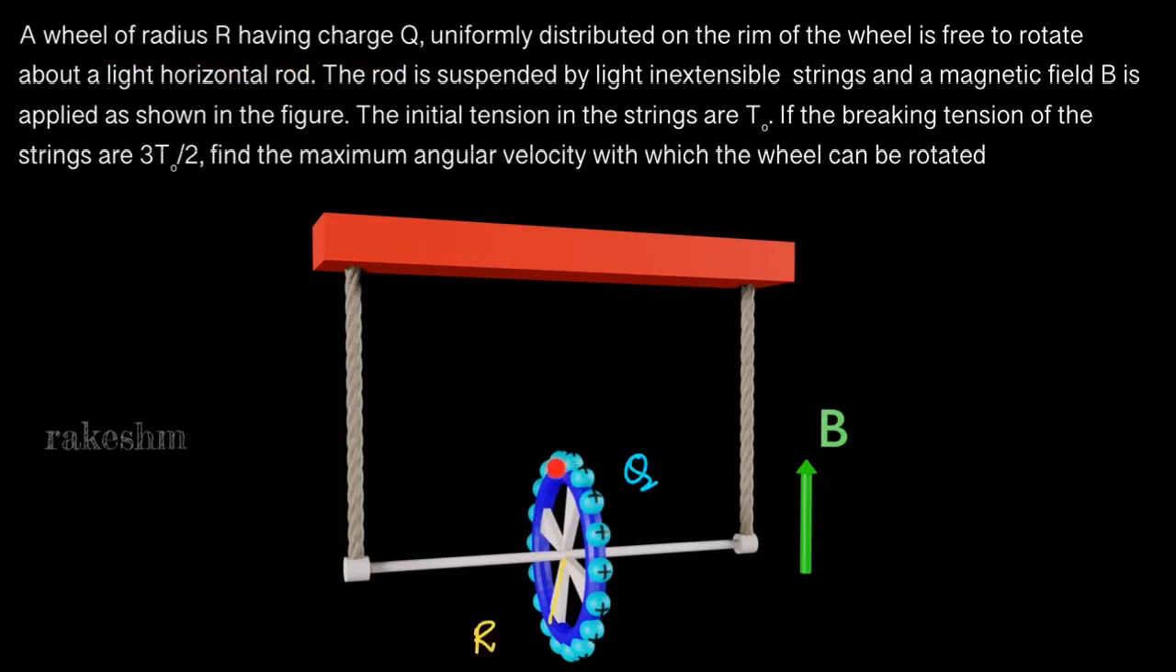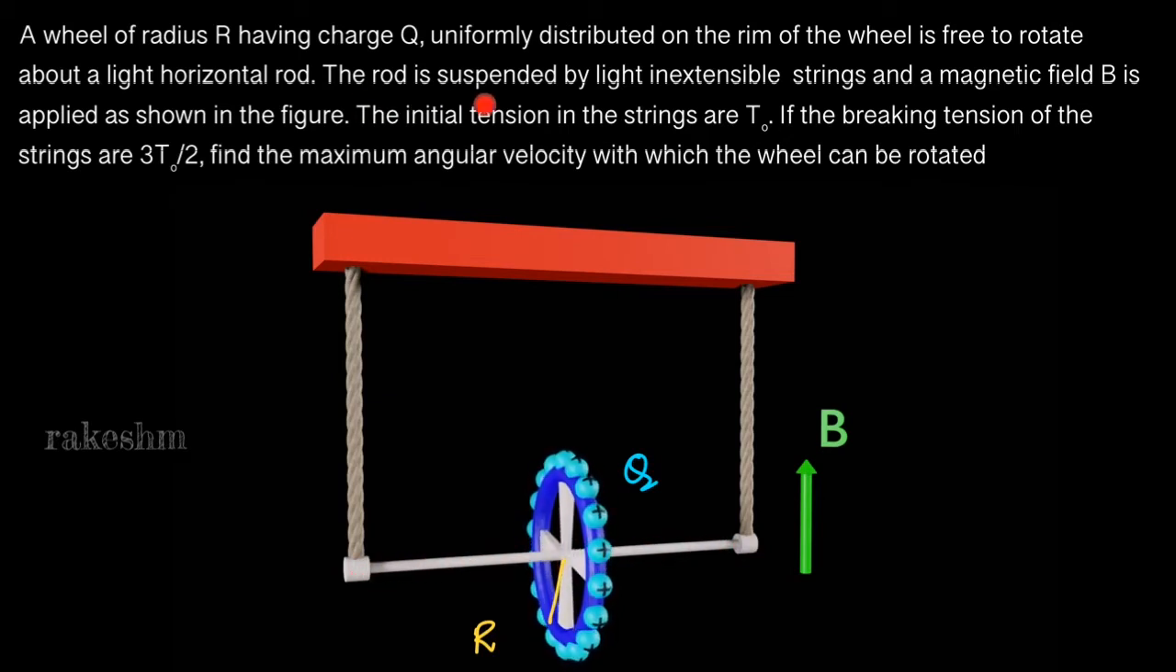So this is a wheel and the radius of this wheel is capital R and there is charge q on the wheel. You can see these blue spheres here. I have represented the charge by these blue spheres and this q is present on the wheel. This charge q is uniformly distributed on the rim of the wheel and is free to rotate about a horizontal rod. So you can see here that the charge is distributed uniformly on the wheel and this wheel is rotating about the horizontal rod which is there here.